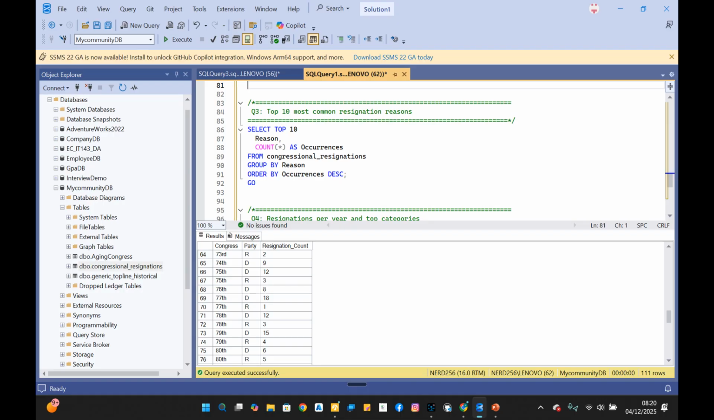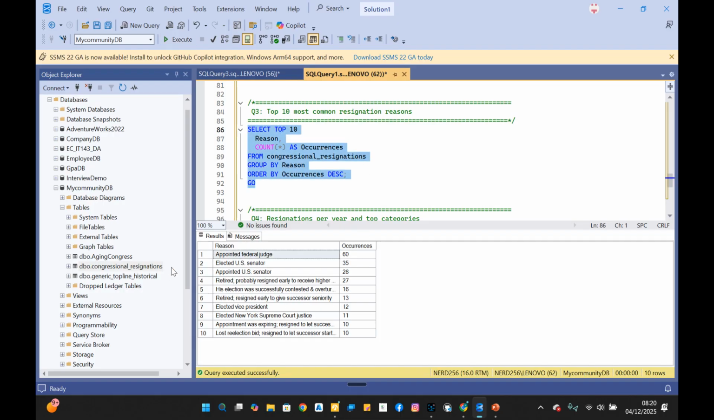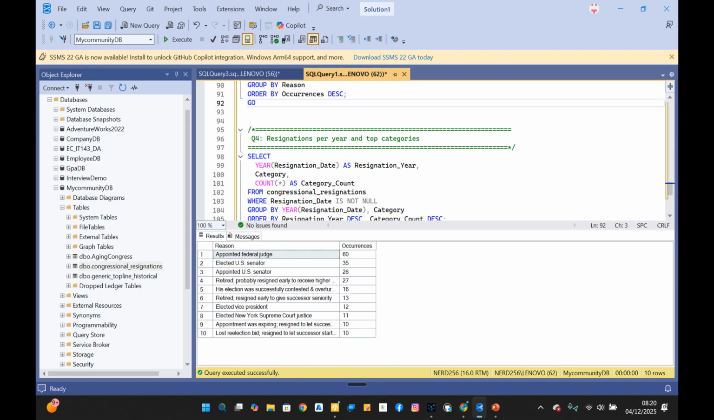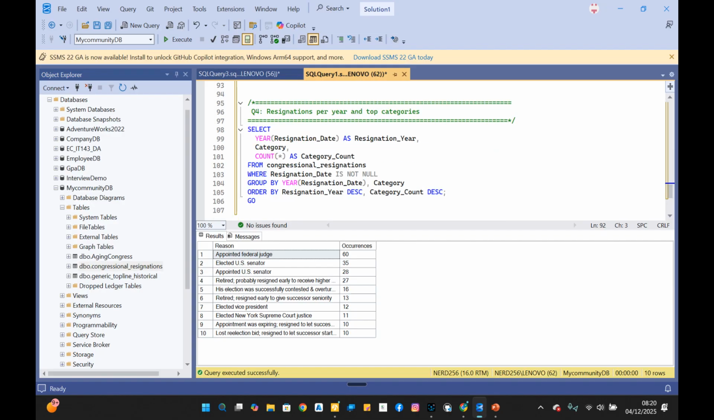So, how about the top 10 most common resignations? When I run this, you realize that this was ordered in descending order from the biggest to the smallest. You can see the occurrences. You can see appointed federal judges 60, elected U.S. Senate 35, appointed U.S. Senate in that order. And then the last question here is resignation per year and top categories.